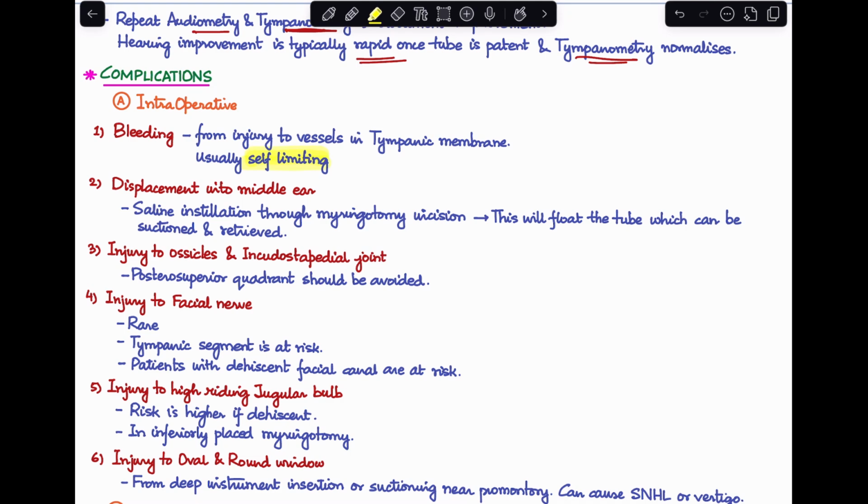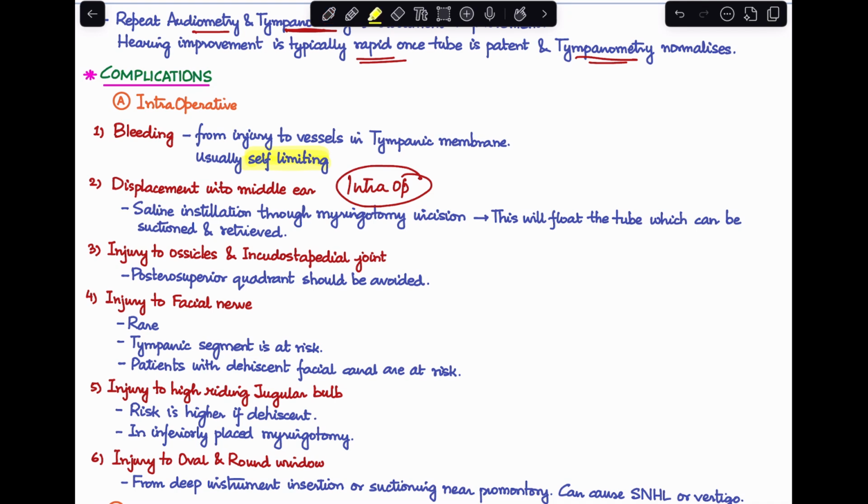Second is if the tube gets displaced into the middle ear. Now, this displacement can happen intraoperatively, and it can even happen postoperatively. In that case, the management would be different. So, if it happens intraoperatively, what you should do is instill some saline inside the middle ear through the myringotomy incision. That will result in floating the tube up, and now you can suction that tube and take it out easily.